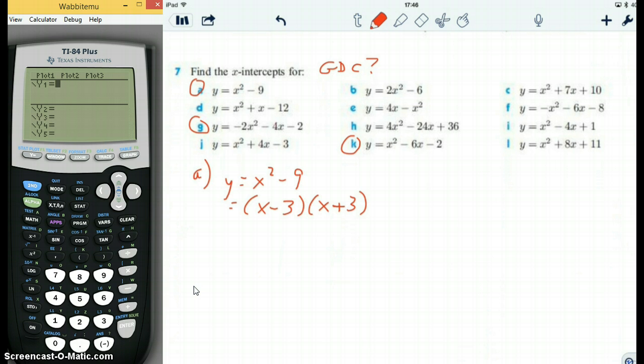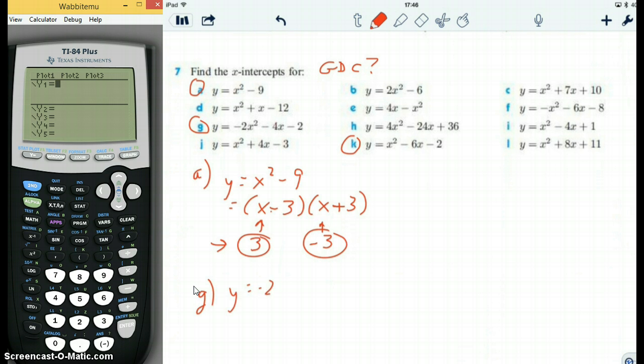So we just found the x-intercepts. The x-intercepts are 3 and negative 3, okay? So if we put 3 in there, it'll be 0. If we put negative 3 in there, it'll be 0, right? So that's the answer for A. Now what about G?